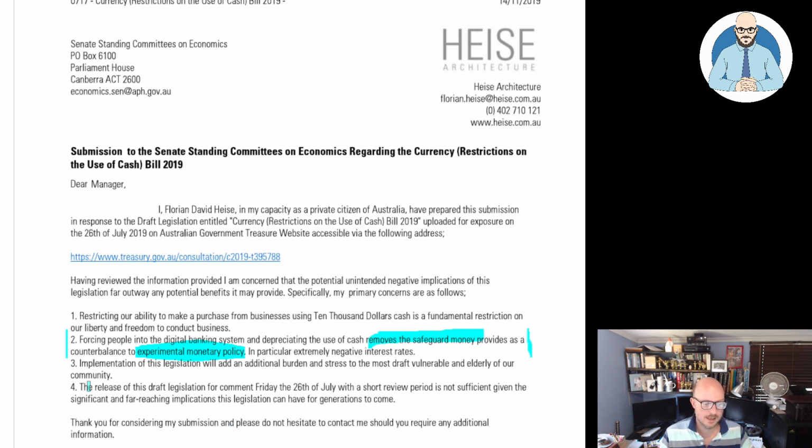Number three, implementation of this legislation will add an additional burden and stress to the most vulnerable and elderly of our community. Most vulnerable. Made an error there, Alderman. Not the first one, considering the numbers I've looked at. So yes, it will. It will be an additional burden and additional stress for elderly Australians.